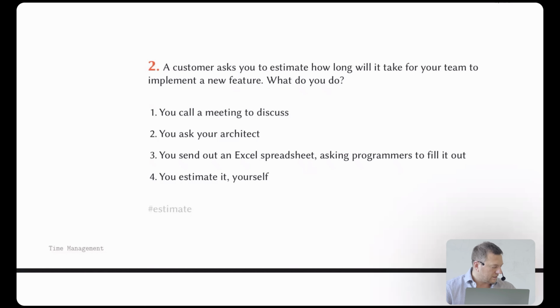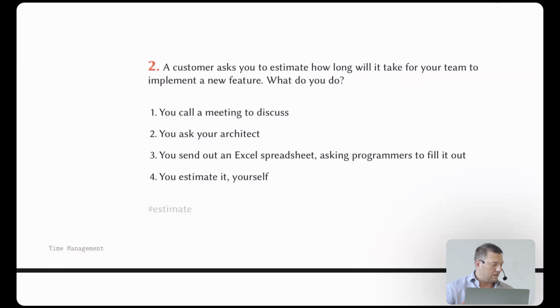Second question, a customer asks you to estimate how long will it take for your team to implement a new feature. So what do you do? First, you call a meeting to discuss. So you call everybody, all the programmers, and say, okay, now the question is how much? So we all contribute and we say something. Answer number 2, you ask your architect. So you call the main technical guy, and say, okay, how much? And then that person gives you the answer.